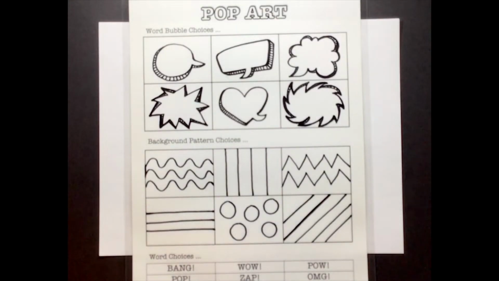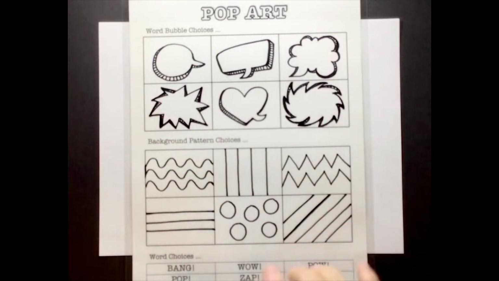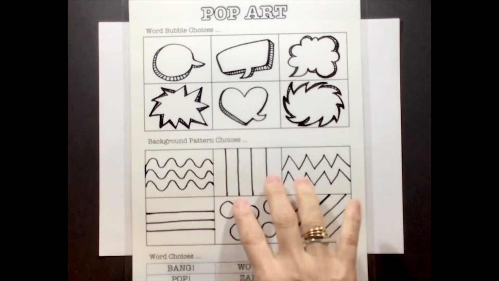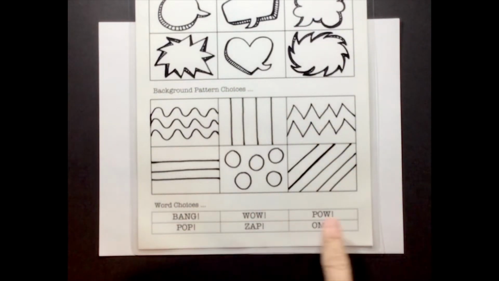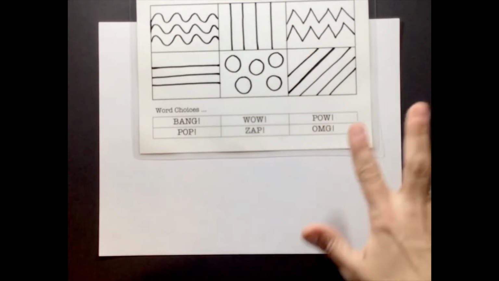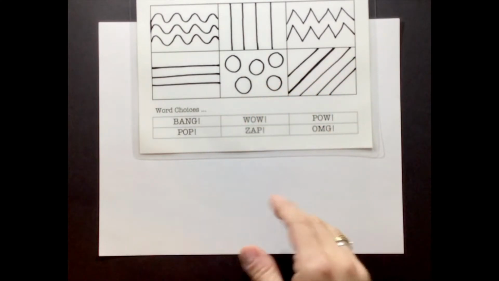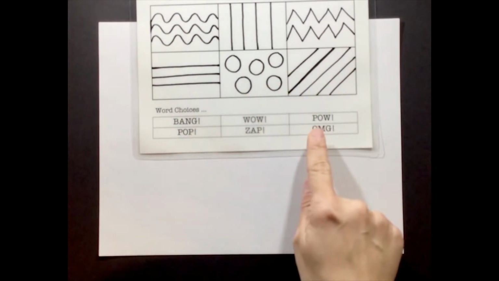So now we're ready to create our pop art words, and we're going to be putting them into a pop art bubble choice. We're going to choose one bubble, we're going to choose a background pattern, and we're going to choose one word. So the first thing we want to do is choose one of the words. And remember, this file will be uploaded into the Files tab so that you can click on it so you can make your choices.